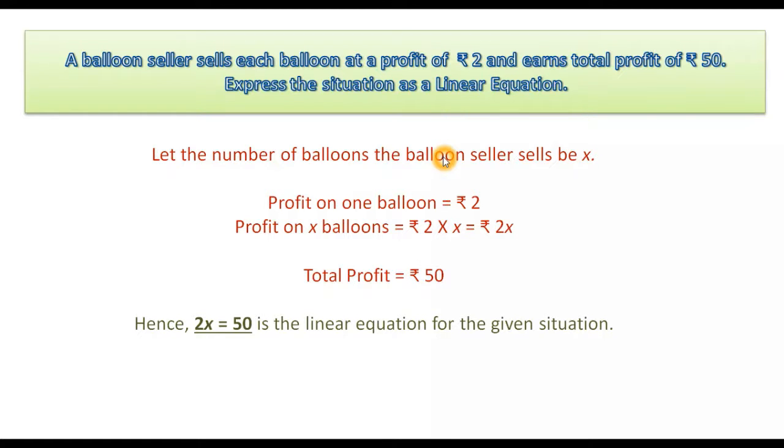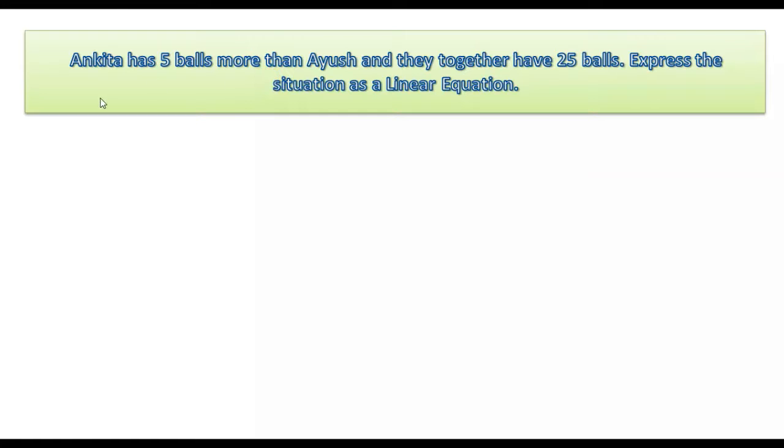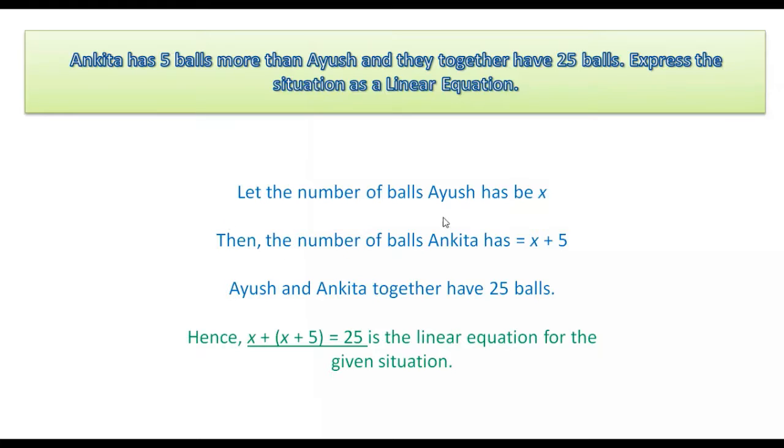Let's have another problem. Ankita has 5 balls more than Ayush. Now see, here there are two persons, Ankita and Ayush, and Ankita has 5 balls more than Ayush. We don't know how many balls Ayush has, so let the number of balls Ayush has be X. Now see, how many balls does Ankita have more than Ayush? 5 balls. So if Ayush has X balls, Ankita will have X plus 5 balls, because Ankita has 5 balls more.